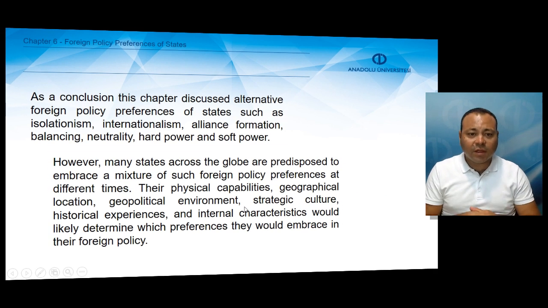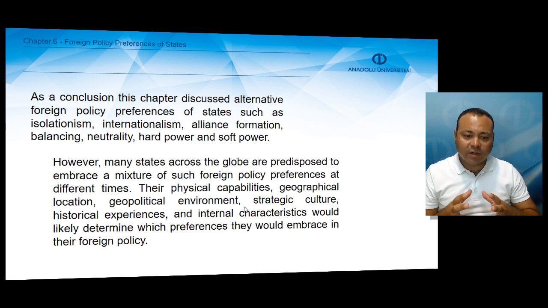As a conclusion, this chapter discussed alternative foreign policy preferences of states such as isolationism, internationalism, alliance formation, balancing, neutrality, hard power, and soft power.